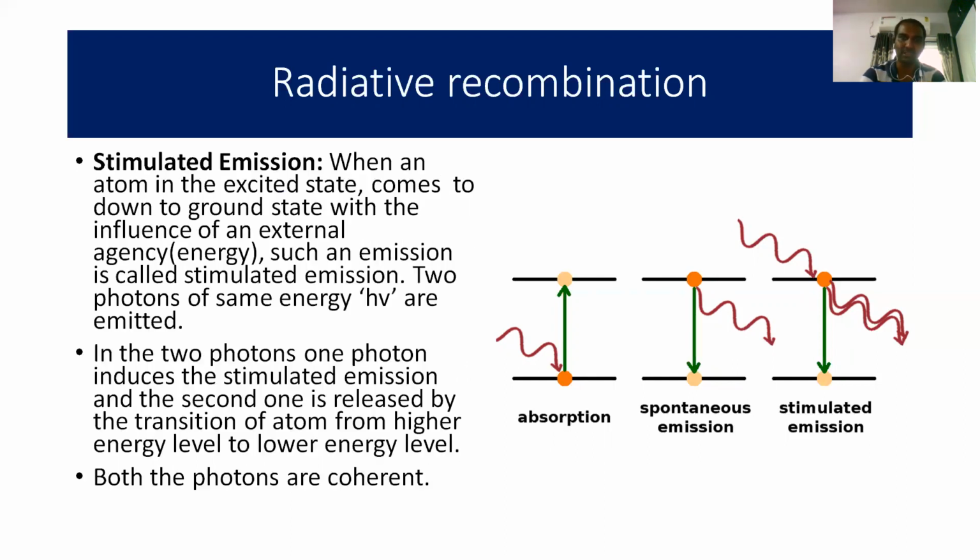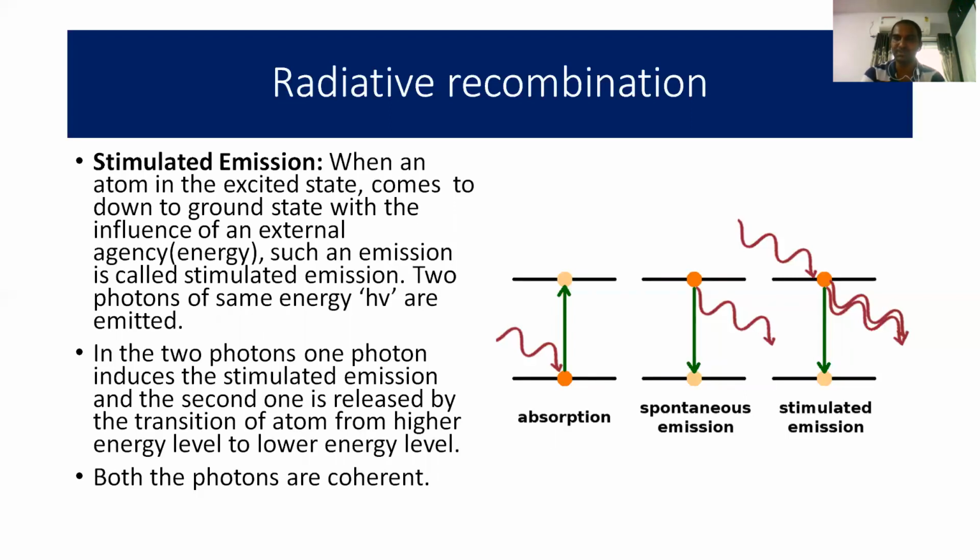And if you consider the third one, stimulated emission. When an electron is present in the higher energy level, after absorption is over, we forcefully bring the electron back from the higher energy level to the ground state. That means with the influence of an external agency, the electrons present in the higher energy level return to the ground state by releasing an energy equivalent to 2 photons. Such a process is called stimulated emission.